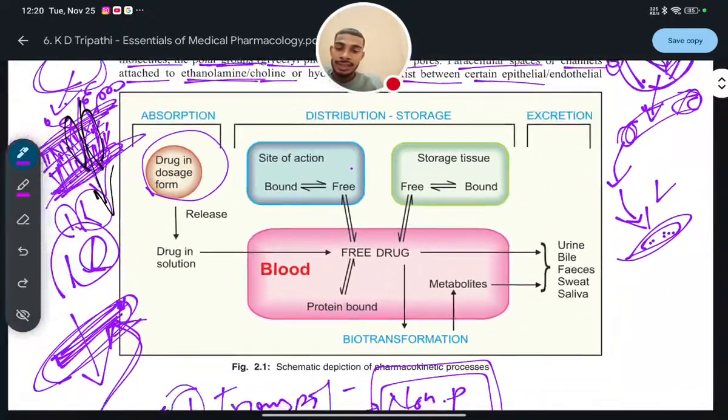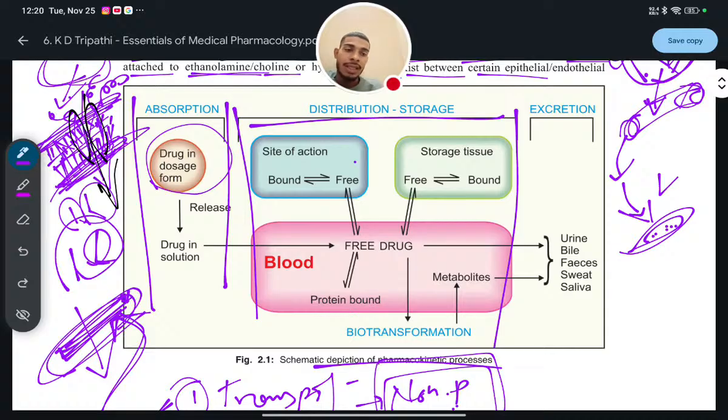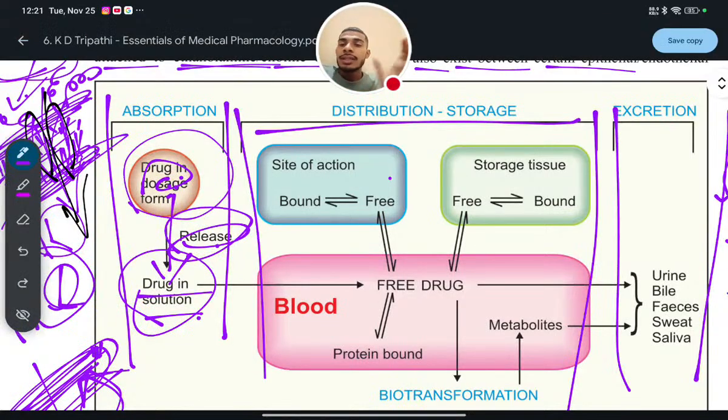See, this is the schematic depiction of the pharmacokinetic process. In this, what will happen? This is the absorption part, this is the distribution and storage part, and this is excretion. The drug in dosage form will be released in the stomach as drug in solution. In the stomach, it will be solubilized, broken down, and then absorbed at the site of absorption. Then from the site of absorption, it will go to the blood.